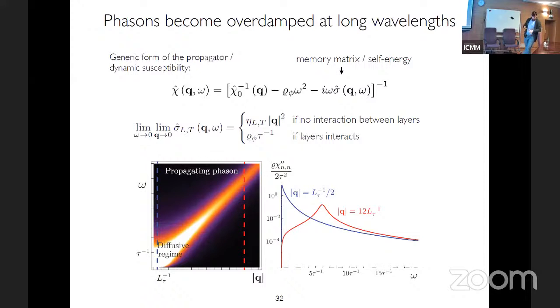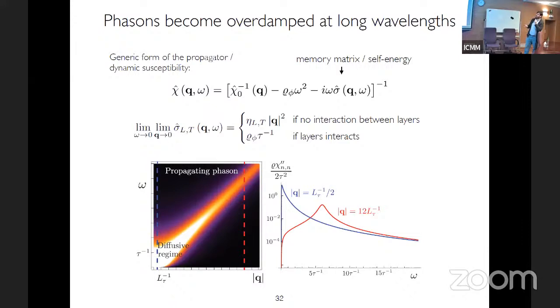And now all the information about how these phasons are coupled to the rest of the world is contained in this memory matrix, or if you want to think of this in terms of usual diagrammatics, it is a self-energy for the phasons. Okay. So now, basically, symmetry, just as in the previous case, imposes the form of this self-energy, of this memory matrix, at small momenta and small frequencies.